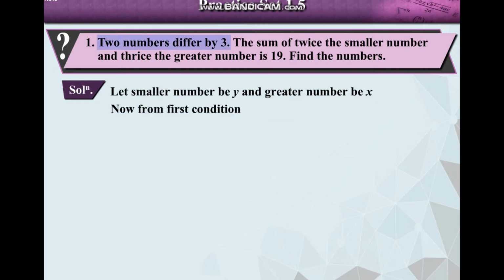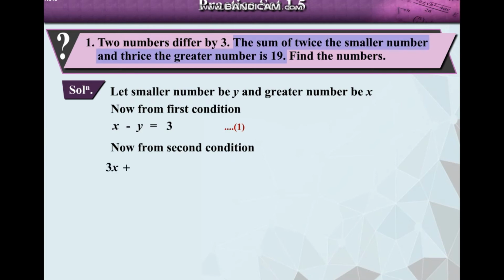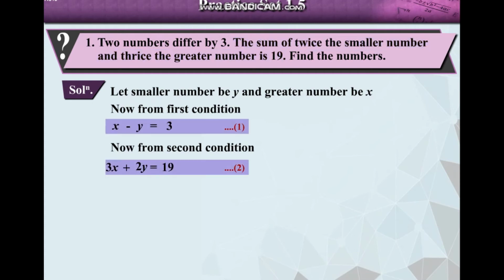Now, from first condition, x minus y is equal to 3. Equation 1. Now, from second condition, 3x plus 2y is equal to 19. Equation 2. Solve these two equations.